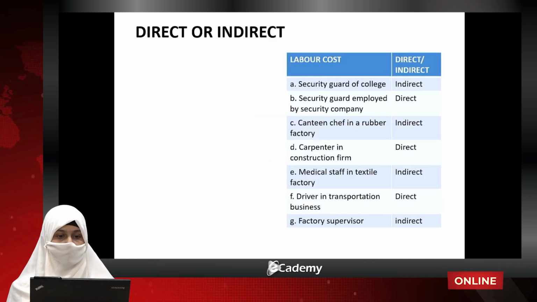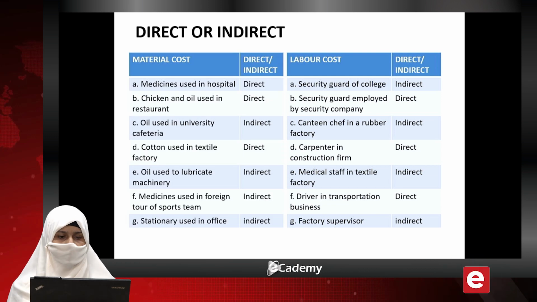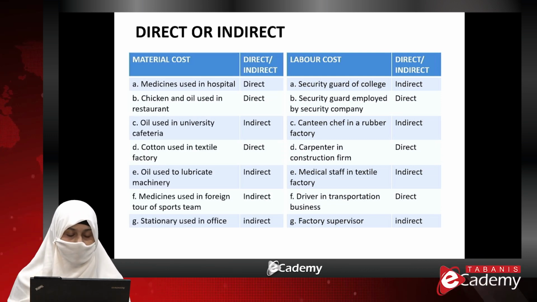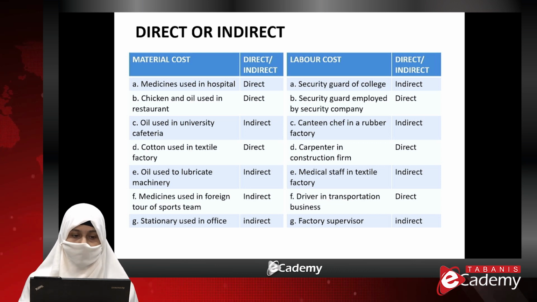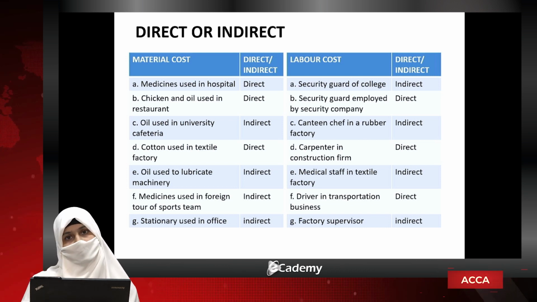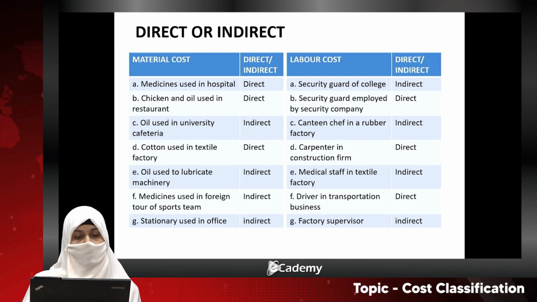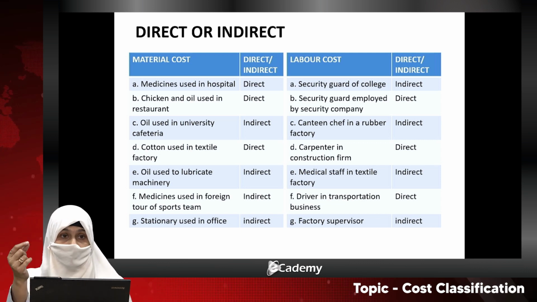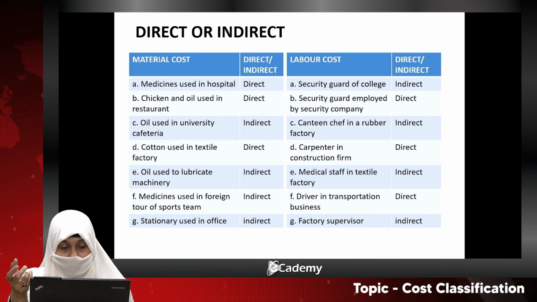So let's proceed further. Here are just a few examples so that we would be able to distinguish. I am dealing with the first table over here. Medicine used in hospital is obviously a direct cost. Chicken and oil used in a restaurant is a direct material as well. Oil used in a university cafeteria is now an indirect cost, because the main task of a university is not to buy and sell oil.